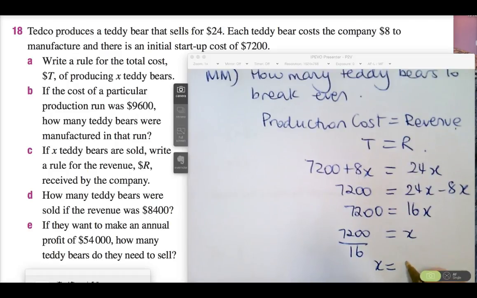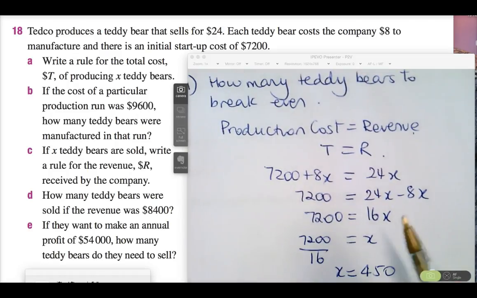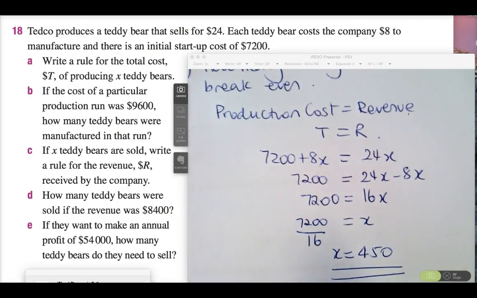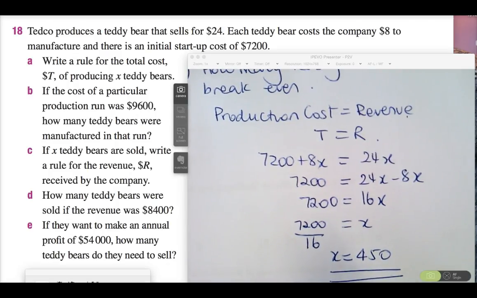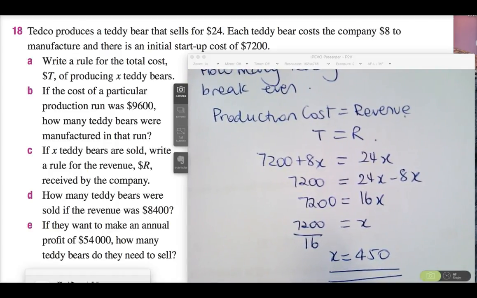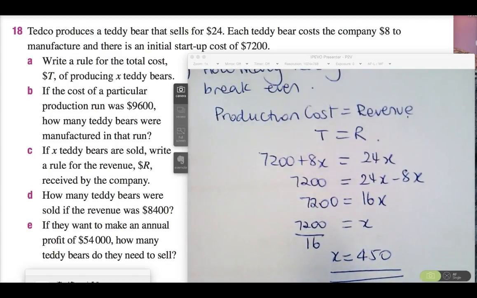Let me tell you, to break even, where the production cost equals the revenue, we put the formula for production cost equal to the formula for revenue, and we solve that equation. You will only start making a profit after 450 teddy bears. The reason you'll start making a profit after that, I'm going to ask a question. How much profit are you going to make for each individual teddy bear that you sell after that?